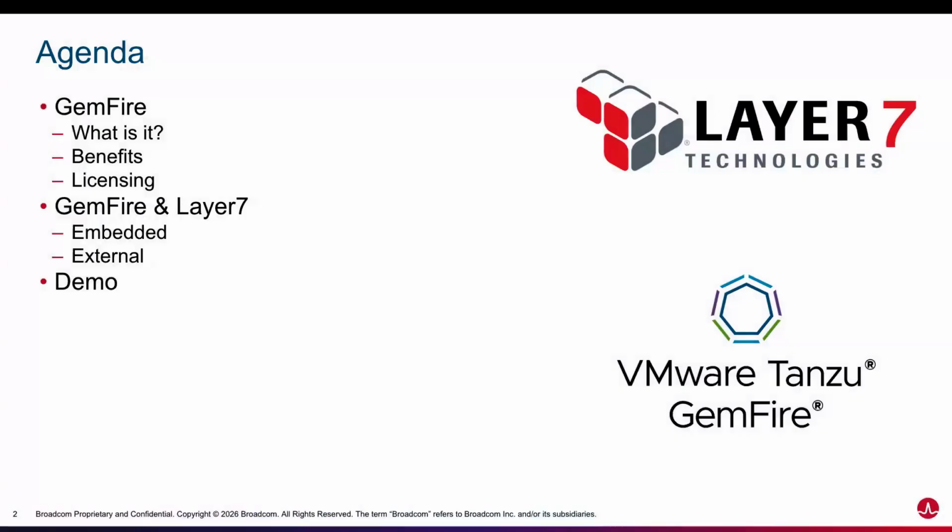The agenda today is first I'm going to recap what is Gemfire. We did have a deep dive on this a couple of months ago, but I just want to give you a recap of what it is, the benefits from using Gemfire over Redis, and then finally the licensing. How do you gain access to Tanzu's Gemfire? There's a couple of different deployment models, and I'm going to go through the embedded and the external in a little bit more detail independently. And then finally, I'm going to finish with a demo of switching from Redis to Gemfire in a Kubernetes environment.